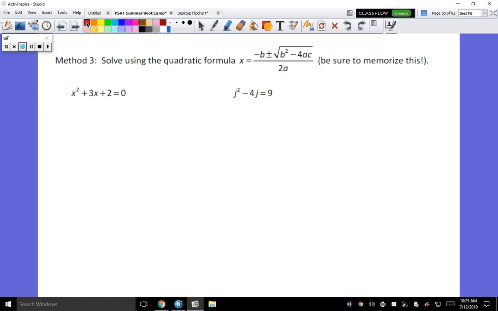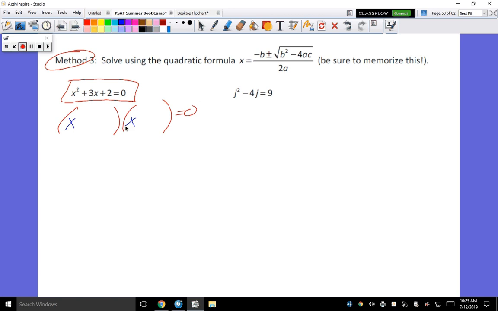Alright, method 3. Solve using the quadratic formula. We have to memorize this, okay? If I looked at this, is there a way that I can see that it would be the quadratic formula immediately? I mean, there's really not a trick that'll show you, hey, this is quadratic formula. You would have to try the factoring method first, and then if it didn't work out, then you would know to use the quadratic formula. Okay? So let's try that.